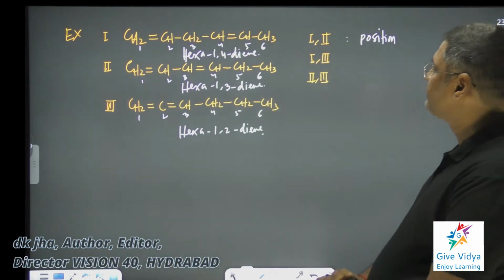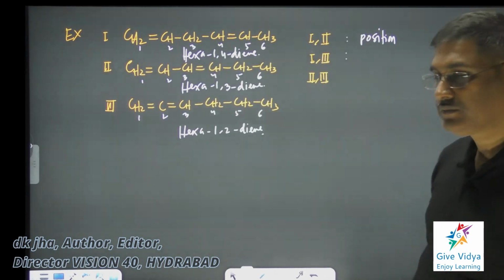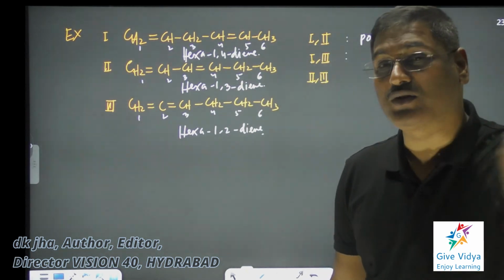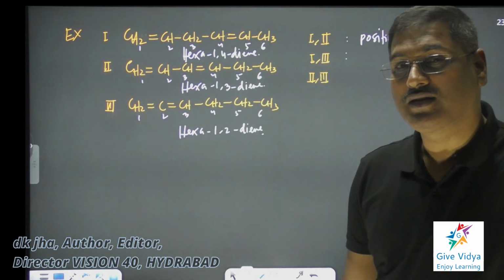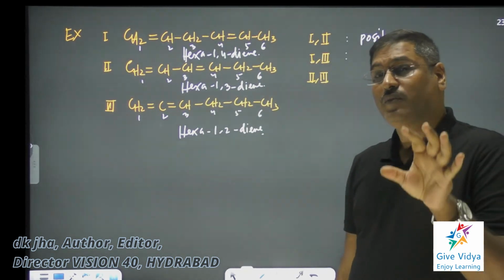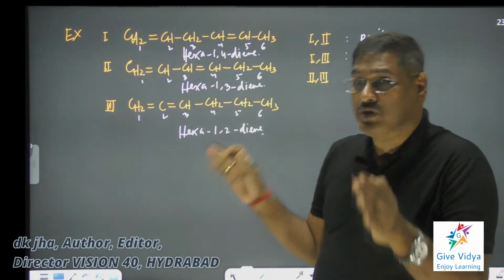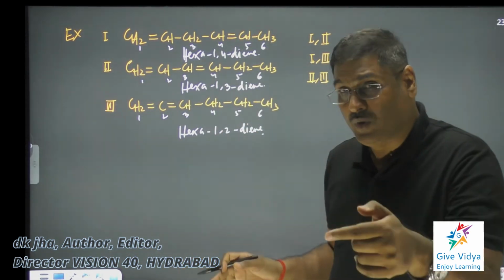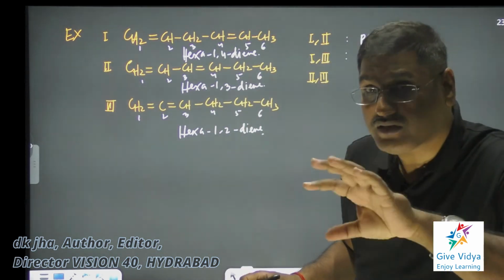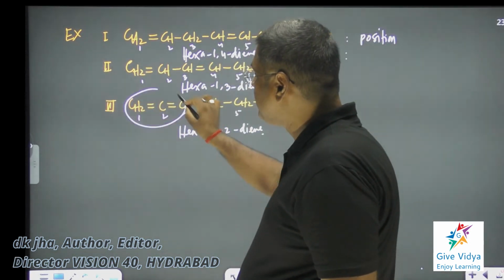But 2 and 3, 1 and 3, no more position isomers. These two are functional isomers, because this time that change in position of the double bond is not directly affecting the functionality of the group. This one is cumulene.